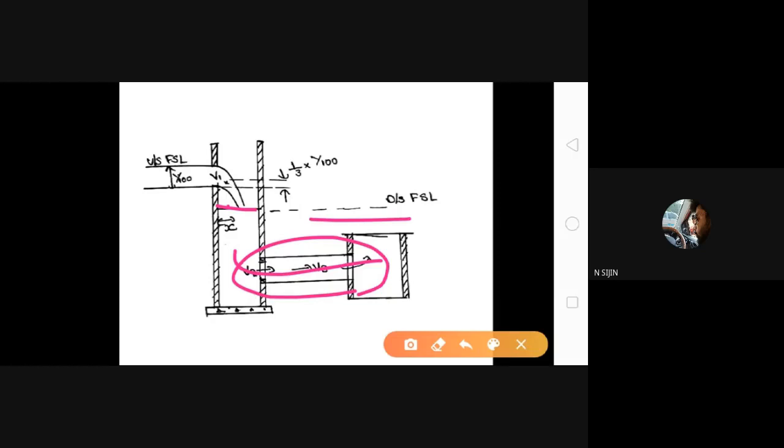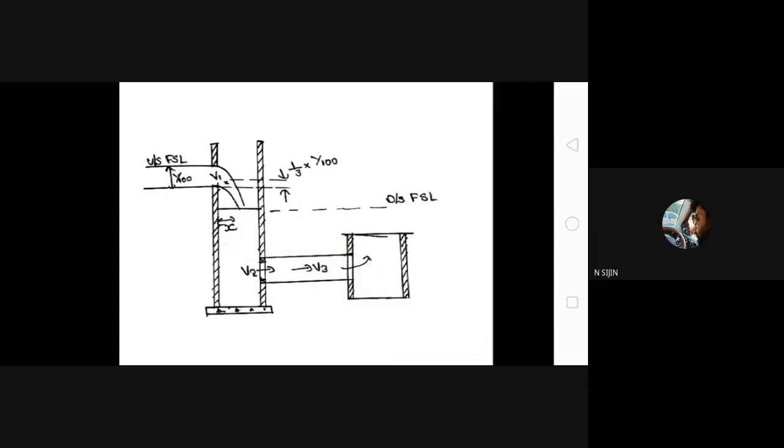Okay, students. Then we can move on to another parameter, that is center of pressure. In short, we name it as CP.